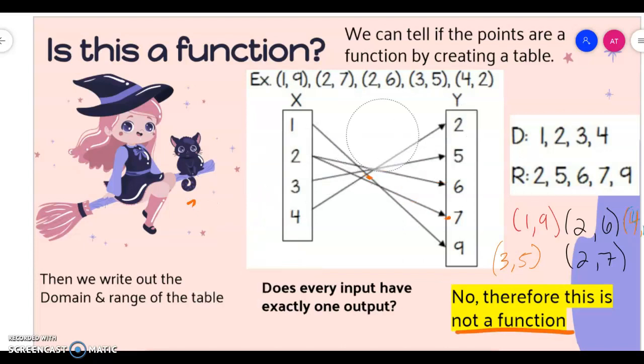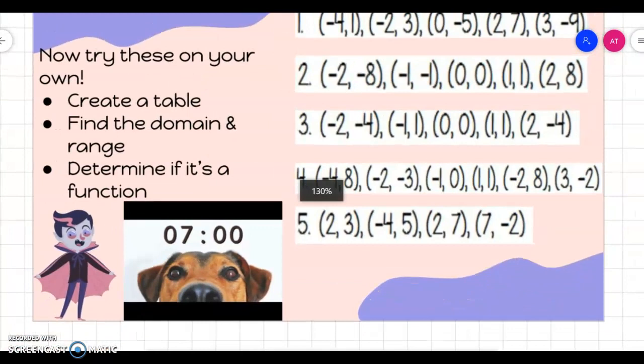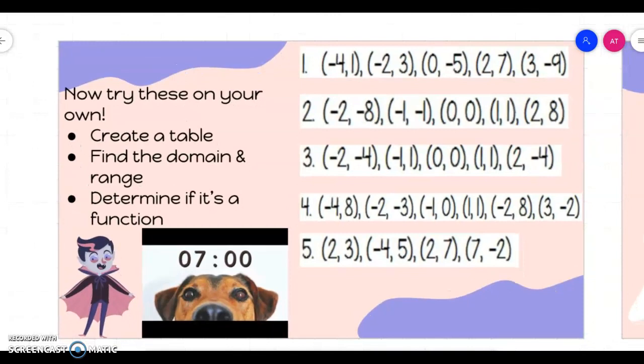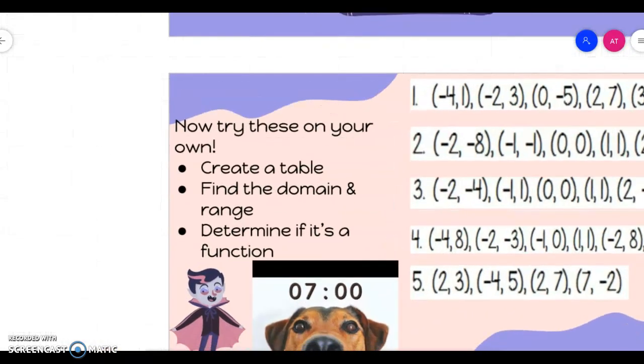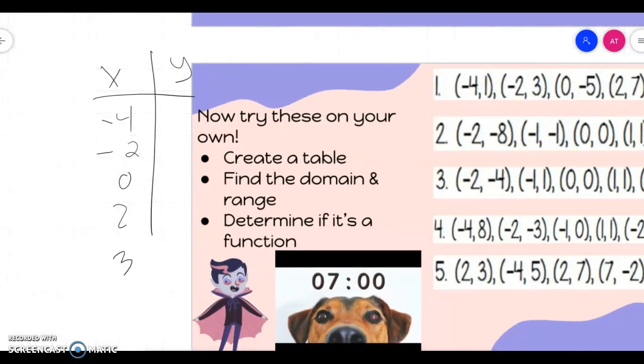If I was going to write the domain and range of them, remember x is the domain, y is the range. So if I look at my examples here, you're going to practice these by yourself on a piece of paper. And you're going to create a table for each of these. So if I was going to create a table for 1, it would look something like this. It would be -4, -2, 0, 2, and 3. And then I would match up the numbers associated with it.